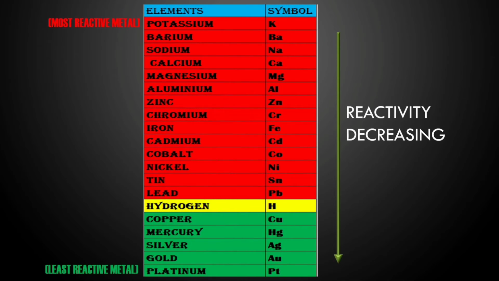Next we have the reactivity series. Metals, according to their reactivity, are arranged in a specific arrangement in order of their decreasing reactivity, which is termed as the reactivity series of metals. In the reactivity series, the most reactive metal is potassium, which is placed at the top of the series, while platinum is the least reactive metal, which is placed at the bottom of the series. So all elements above hydrogen are highly reactive metals, whereas all elements below hydrogen are less reactive metals.